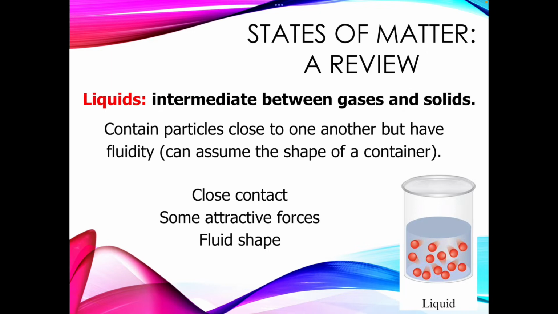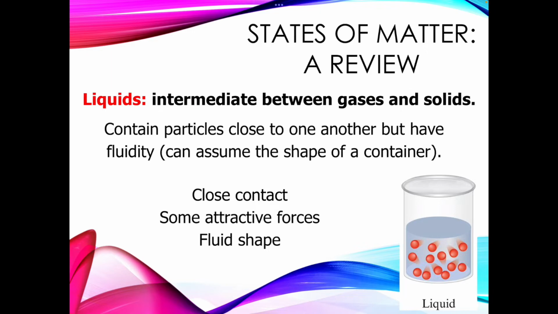They have more attractive forces than the gases do, but fewer attractive forces than the solids do. So these liquid particles are still close together, right? They do have a set volume, just like our solids have a set volume, but they're different because they can take the shape of whatever container you put them in, right? They can flow. So liquids can take the shape of, say, a beaker or an Erlenmeyer flask or a graduated cylinder, or you can even spill it all over the ground, right?